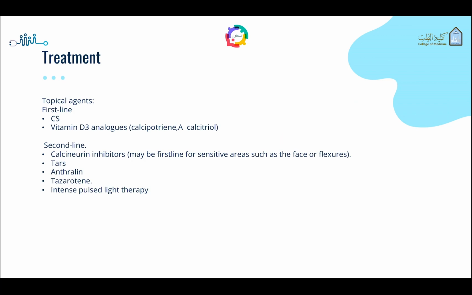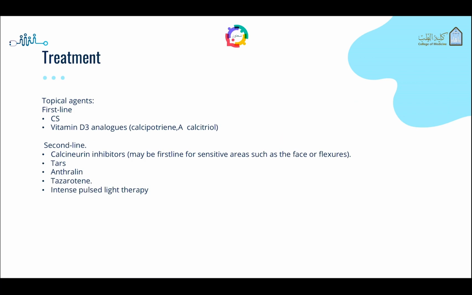The first line is topical corticosteroids because we never use oral ones. As I said, the oral ones can trigger the development of psoriasis. So we use topical ones only. We can also use the vitamin D3 analog. Second line includes calcineurin inhibitors, and they can be the first line in the sensitive areas.